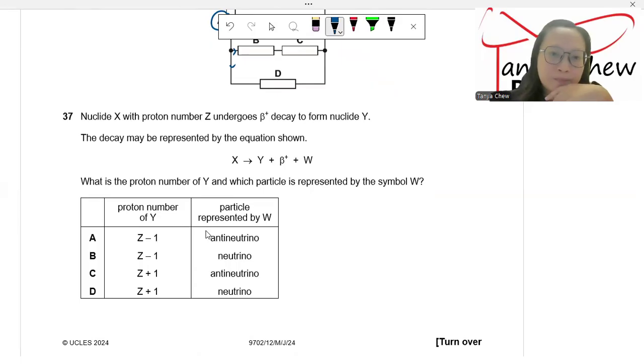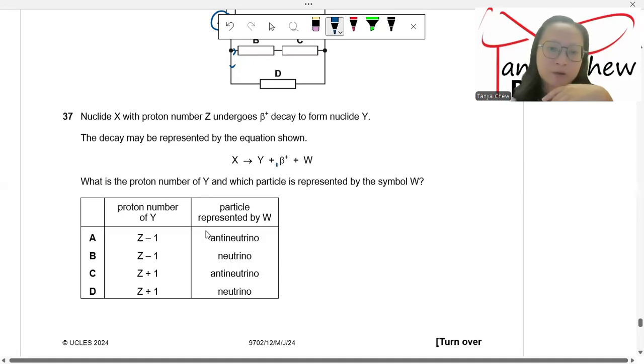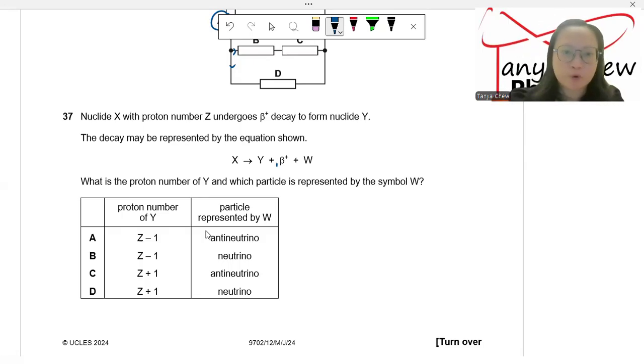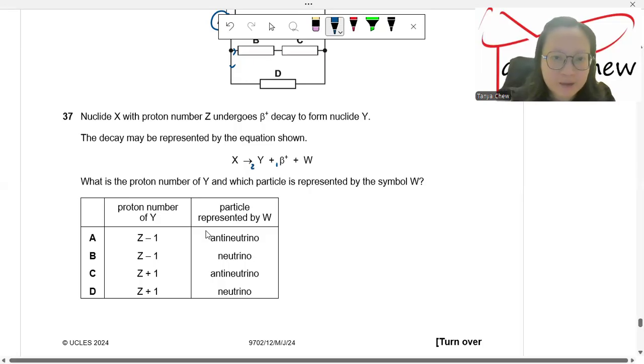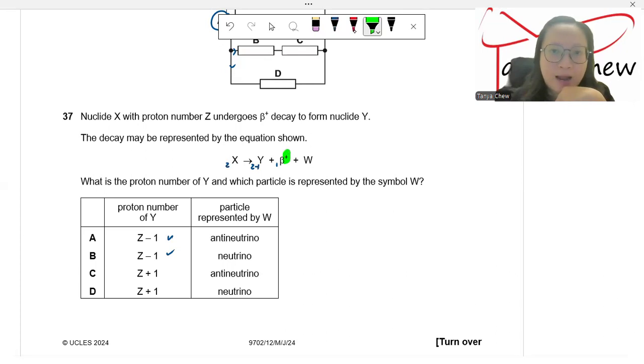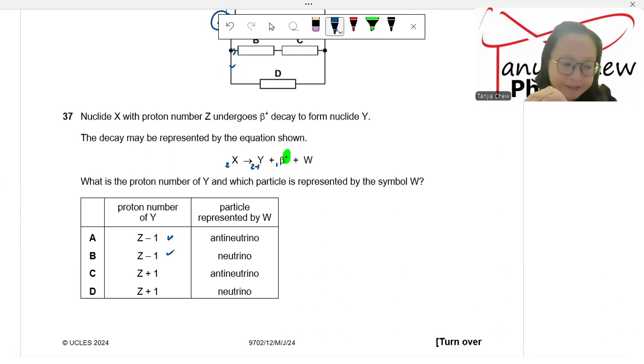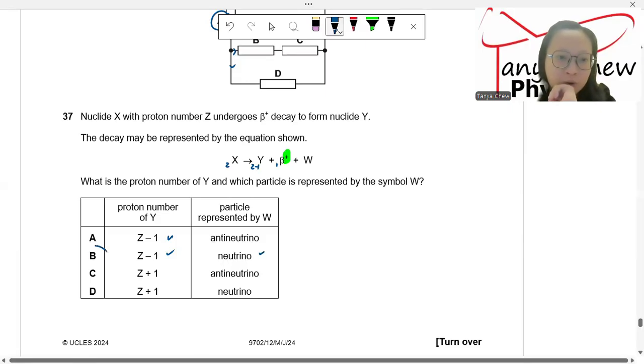So the proton number of Y must be deducted by 1 because this is plus 1. You have to make sure the left-hand side proton number is equal to the right-hand side proton number, right? So that is why for Y, it has to be Z minus 1, in order to get Z. Z minus 1 plus 1, you get Z. So that is why it's either A or B. Since this is a beta plus, the particle represented by W must be a neutrino. B is the answer.